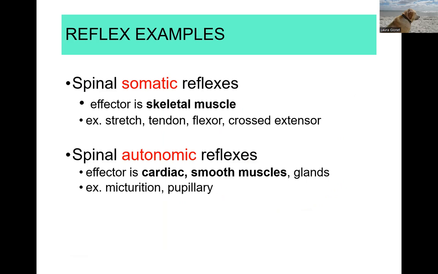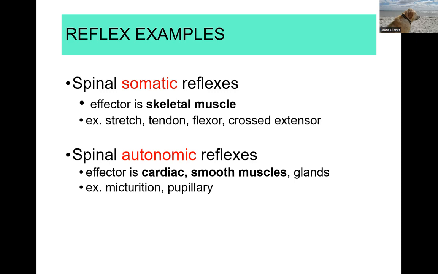All right, so we have different types of reflexes. We have spinal somatic reflexes and spinal autonomic reflexes. In a spinal somatic reflex, the effector is skeletal muscle. So what are called stretch reflexes, tendon reflexes, flexor reflexes, crossed extensor reflexes, all those that are discussed in your textbook, those are somatic reflexes because the effector is skeletal muscle.